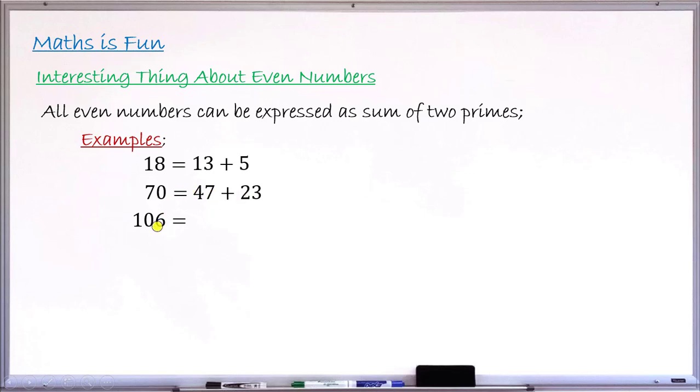Move to the last one, 106. You can have 106 by simply adding 103 and 3. These two numbers are indeed prime numbers, and addition of them gives you 106. So all even numbers starting from 2, 4, 6, 8, anyone, you can have it as a result of adding two prime numbers. You can try as many as you can.